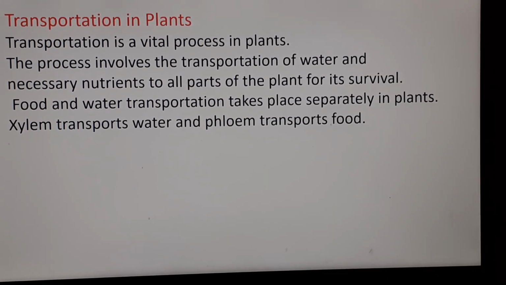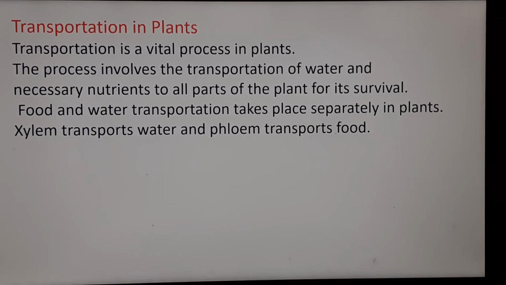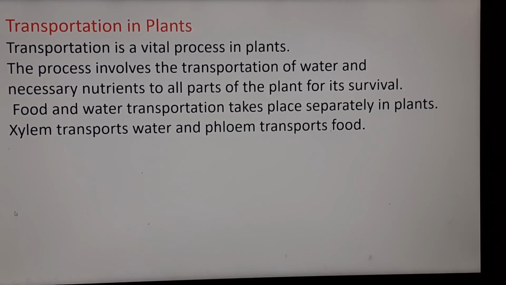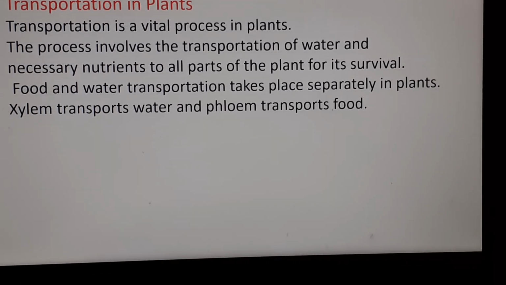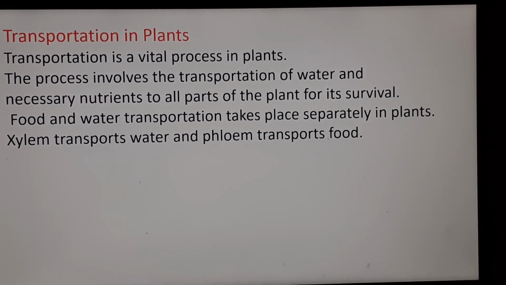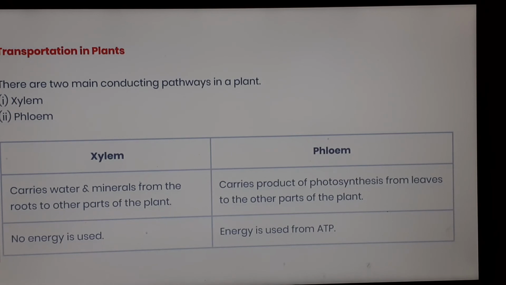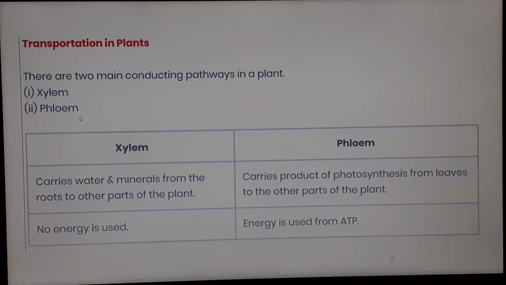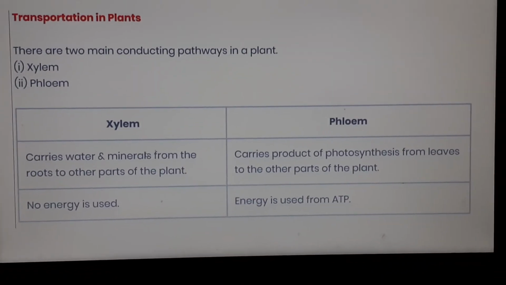See here, this is by xylem. We know that the vascular bundle is present in our plants. It has xylem and phloem. The phloem transports food, whereas the xylem transports water and minerals. This we already studied. See here again, there are two main conducting pathways in a plant, that is xylem and phloem. What is the difference between them?